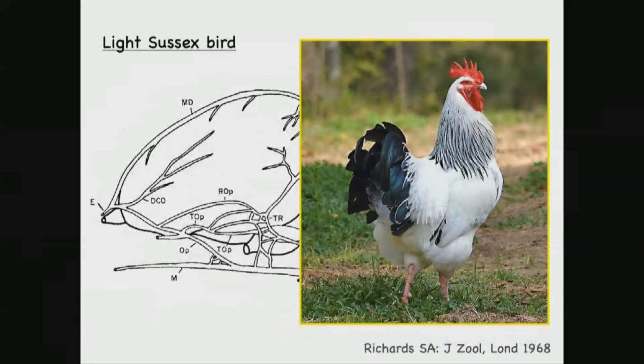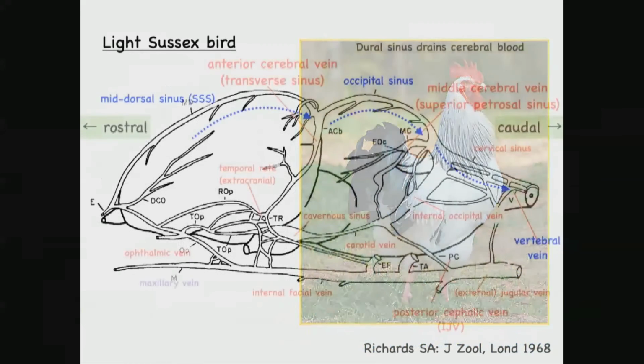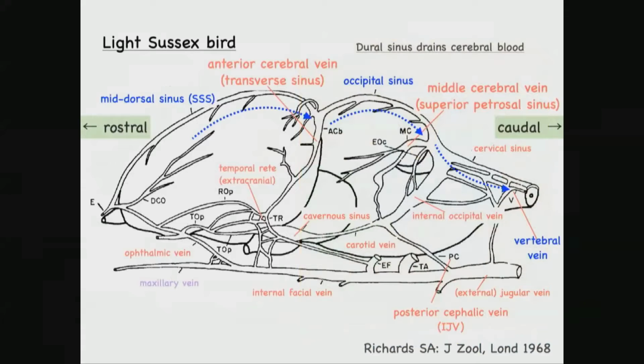This is the bird, and both belong to the higher vertebrates. In this lateral view, this large hemisphere and the large midbrain, especially in birds, has a large superior colliculus, and the main venous flow goes through the mid-dorsal sinus and occipital sinus, and then to the vertebral veins, or the temporal vein collecting through the transverse sinus and then to the external jugular veins. And in this bird, the internal jugular vein is very small.